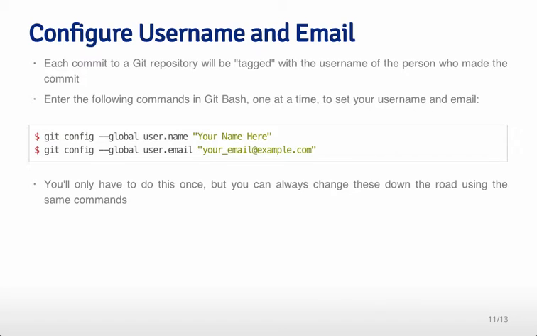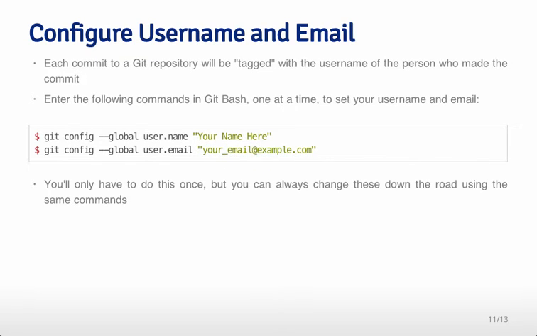And so each commit to a Git repository will be tagged with the username of the person who made the commit. So what you need to do to get things set up is enter your username and your email. You type these commands: git config --global user.name, and here you want to type in your username that you're going to be using. And then you do the same thing, only user.email, and here you're going to type in the email that you're going to be using with GitHub.